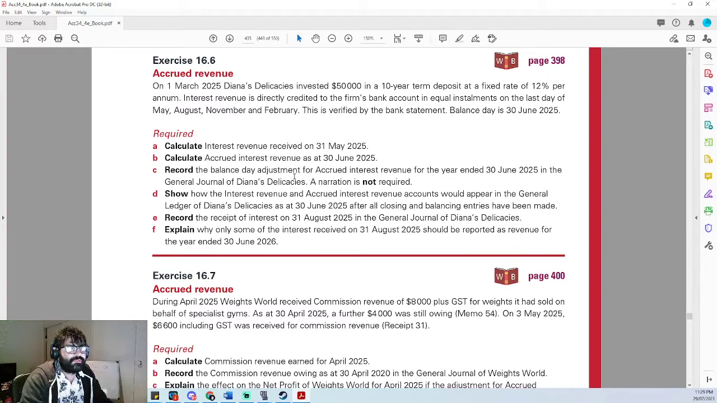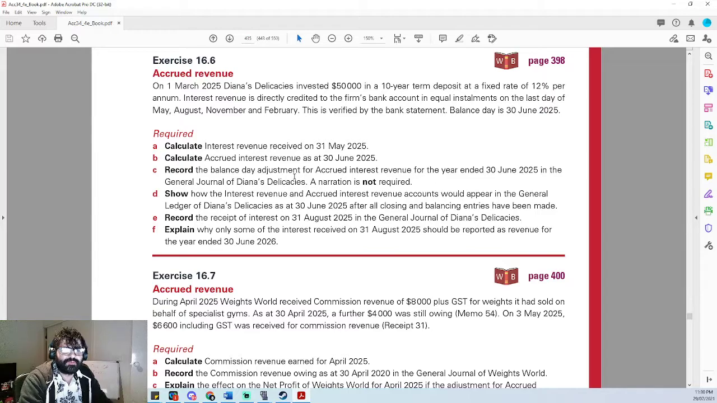So we're going to work through this. We've got A, which is calculate the interest revenue received on the 31st of May. That will be for March, April, May, 3 months. Then you've got to calculate the accrued interest from 31st of May to the 30th of June. That's 1 month. And then we have to record the balance day adjustments for the year ended, no duration. And then we have to do our general ledger entries for Diana's Delicacies as at the 30th of June after all closing balance entries would have been completed.